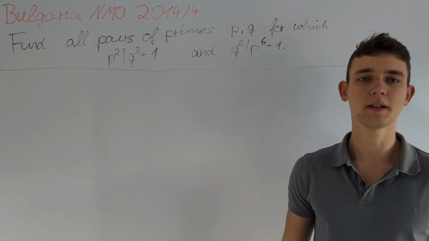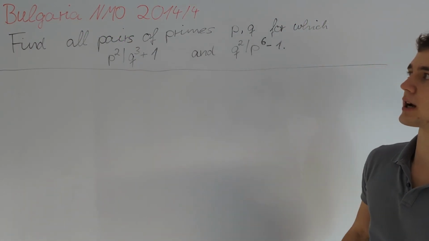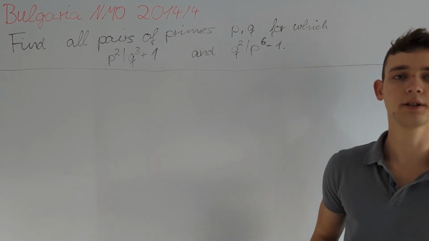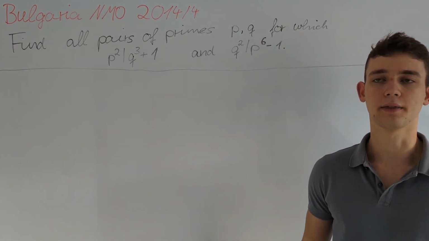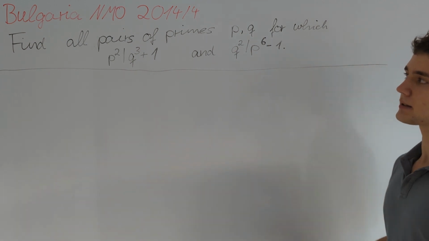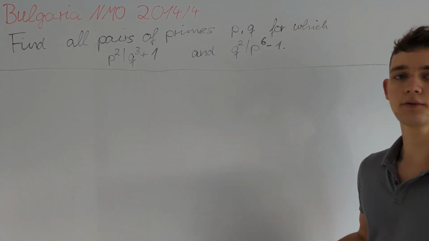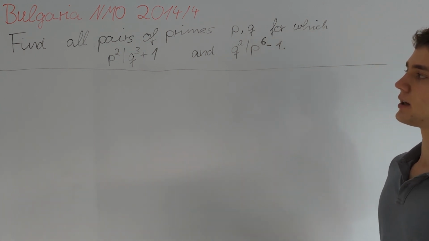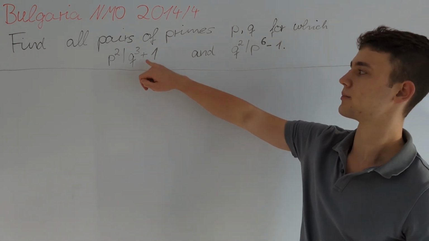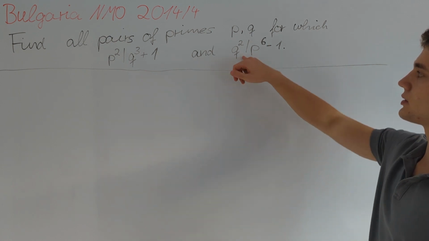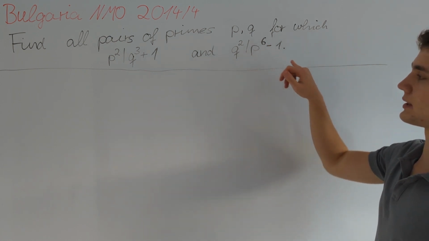Hey guys, in this video I will present a solution to Bulgaria National Math Olympiad 2014 problem 4. Firstly, we'll have a look at the statement. We are asked to find all pairs of primes p, q for which the following two divisibility conditions hold. p squared shall divide q cubed plus 1 and q squared divides p to the power of 6 minus 1.